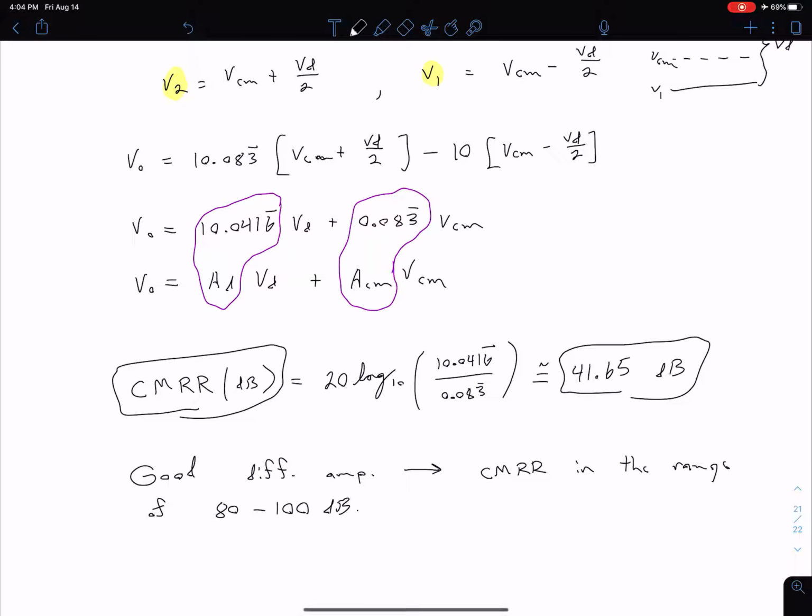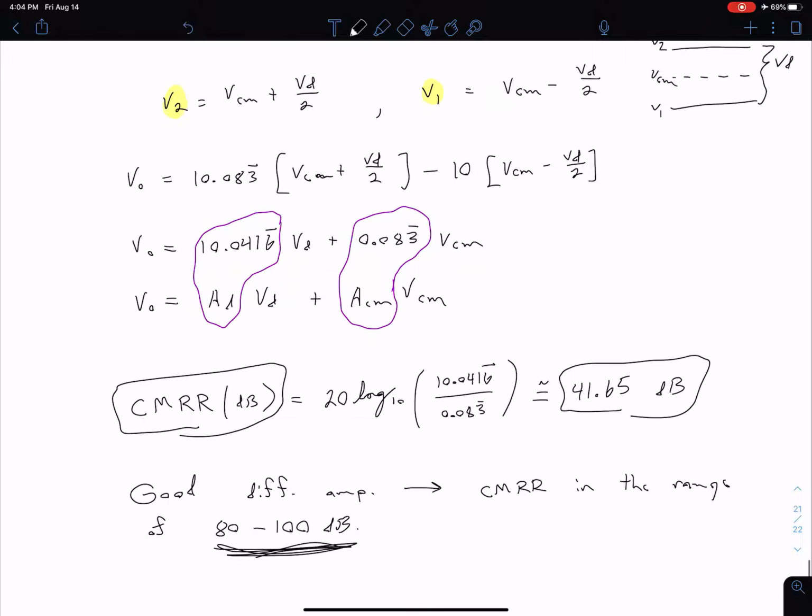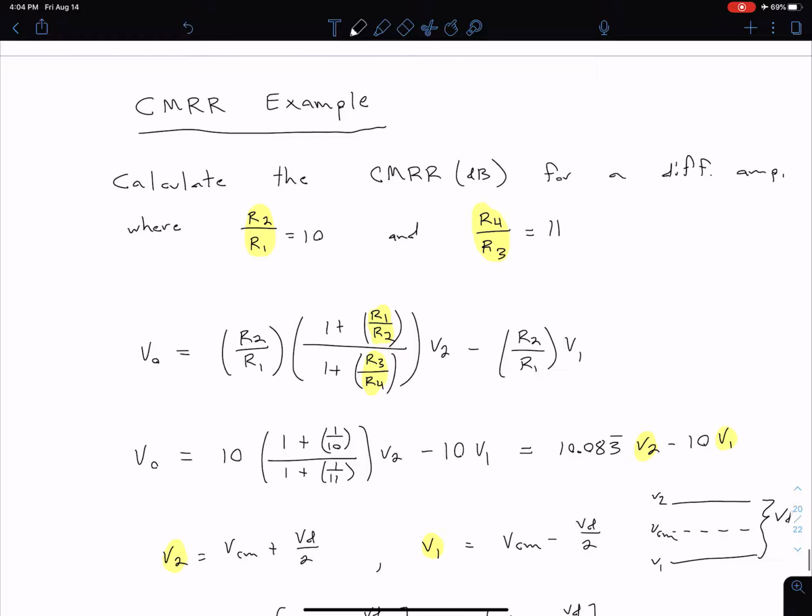So we see that this amplifier isn't quite great, so definitely not ideal, and falling short of that range for our good difference amplifier. So let's say we had some slightly different information. Instead of knowing the value of these resistors from the get-go, maybe we don't have access to that information, but we can play around with the inputs to the circuit and measure the outputs.